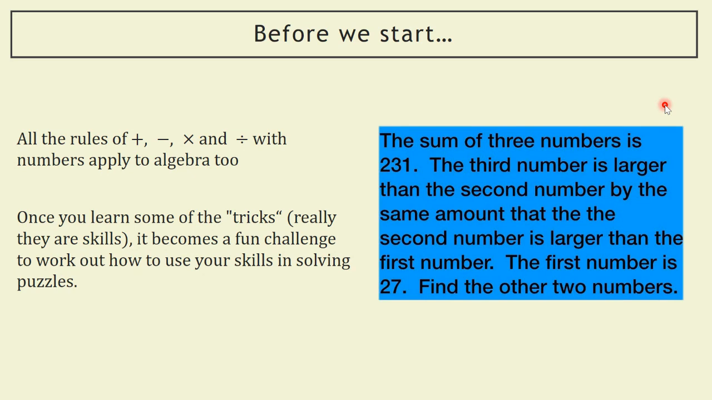So the sum of three numbers is 231. If we add all the numbers together, we get 231. It tells us the third number is larger than the second number by the same amount that the second number is larger than the first number, and then tells us the first number is 27, and asks us to find the other two numbers. Okay, that is absolutely the kind of puzzle, the kind of question that algebra will really help you solve very quickly and efficiently.